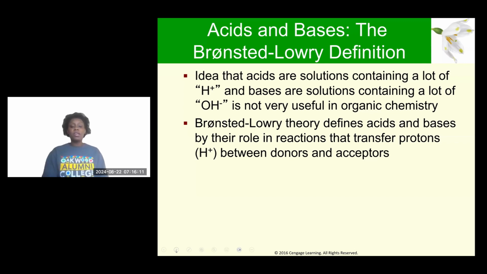Well, we have two definitions that we're going to look at. The first, we're going to look at the Bronsted-Lowry theory. Later on, we're going to talk about Lewis acids. But for today, we're looking at just Bronsted-Lowry acids and bases. So Bronsted-Lowry theory defines acids and bases by their role in the reactions that transfer protons, H plus, all right? And we're looking at which ones donate and which ones accept. So we're defining acids and bases based on the donation of protons and the acceptance of protons.